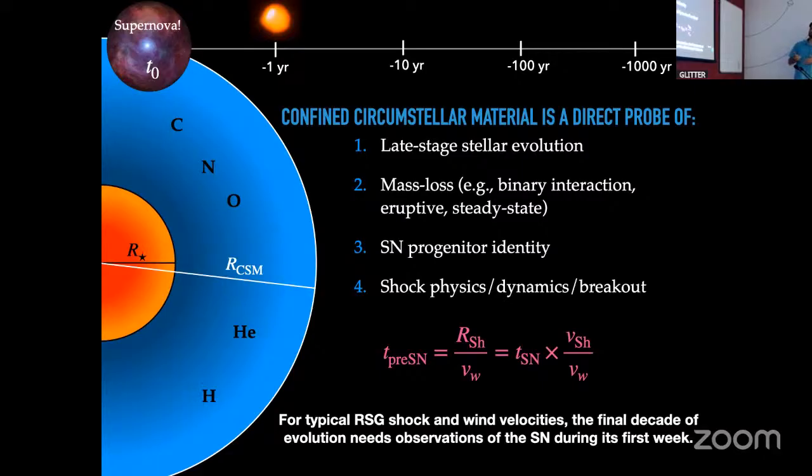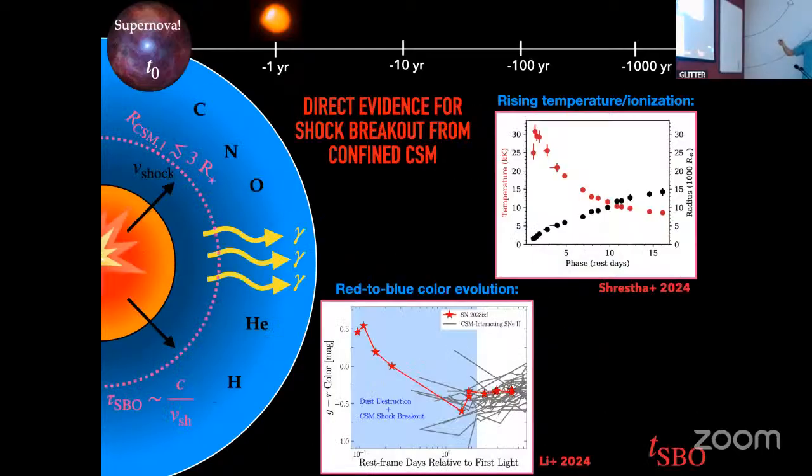So this is my cartoon that I'm going to walk you through, this phenomenological picture, where you have the star embedded in CSM, and I'm going to walk through what it looks like observationally as you break out into confined circumstellar material. So the first thing that we've learned is that we have this evidence for shock breakout.